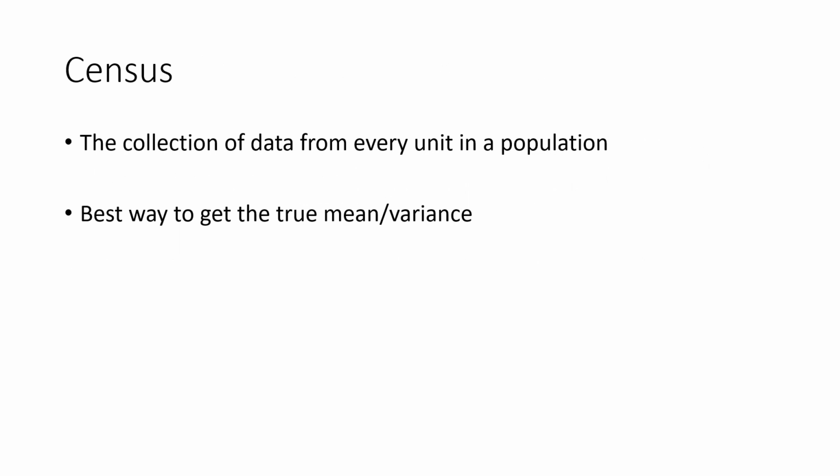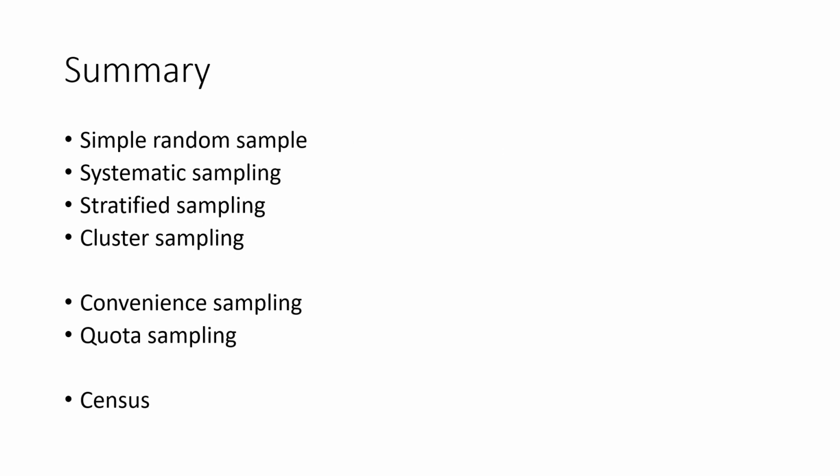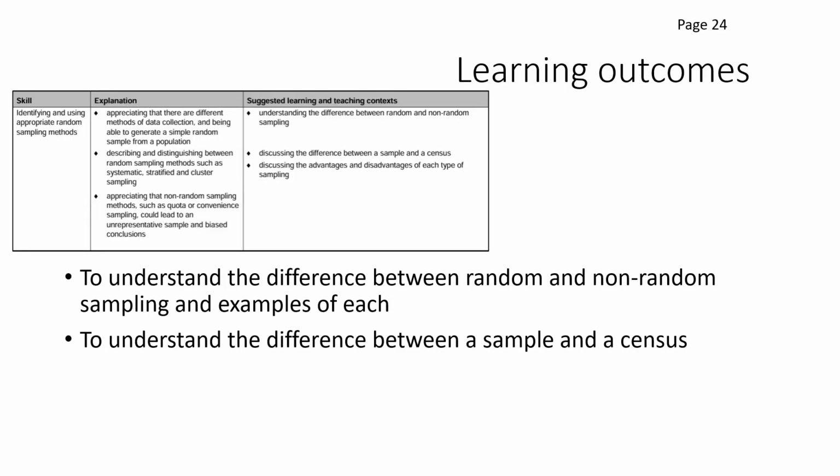But of course, the best thing you can do if you want to do statistical analysis on data is to have the data of the whole population, and that is called a census. This gives you the true mean and variance and makes statistical analysis much more accurate. These are the types of sampling you need to know: simple random sampling, systematic sampling, stratified, cluster, convenience, quota, and the census. That's the end of this very short lesson.